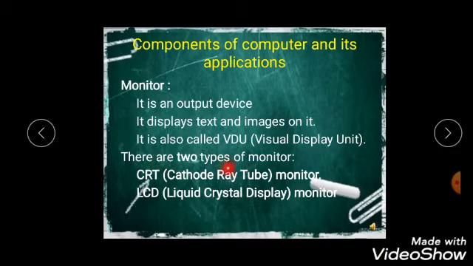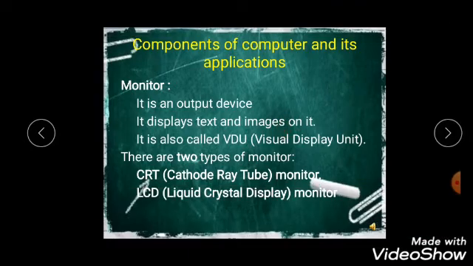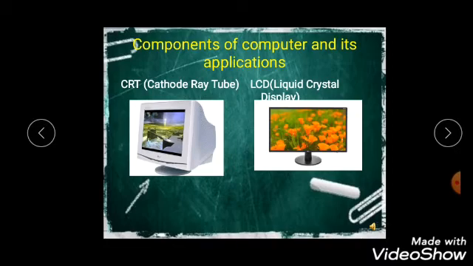There are two types of monitors available, that is CRT and LCD monitor. CRT is the cathode ray tube monitor and LCD is the liquid crystal display monitor. This is a CRT monitor and this one is a liquid crystal display monitor.